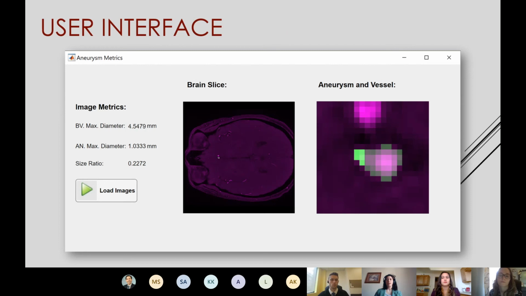On the left, you can see the brain slice, which is used just to see the relative location of the aneurysm in the brain. And on the right, there's the aneurysm and vessel image, which is a zoomed up image of the aneurysm and vessel, the aneurysm in neon green, and the vessel surrounded by a dull green color. We also have this load images button in the left bottom hand corner, and that is for the user to start the algorithm and load in their two NIfTI files.